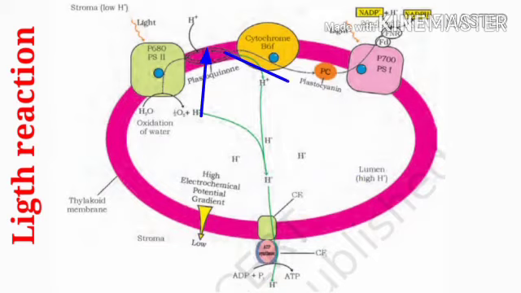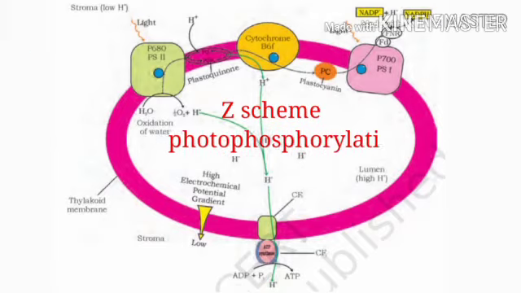You can see the electron moves in a Z shape from PS2 to PS1. So this non-cyclic photophosphorylation is also called Z-scheme photophosphorylation.